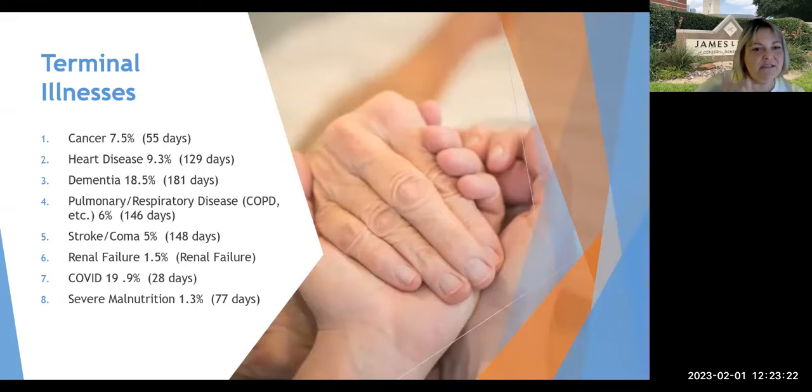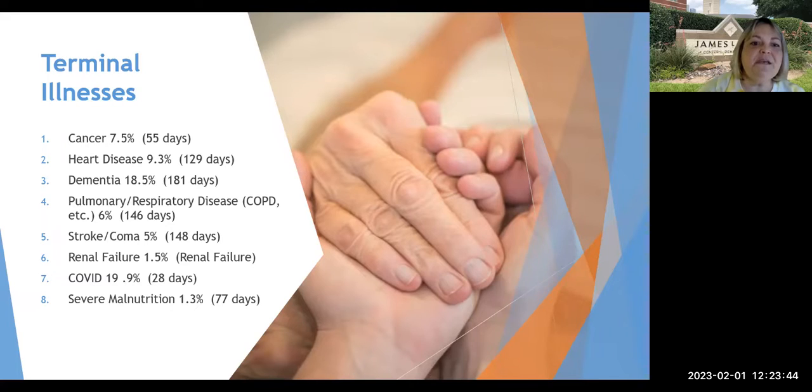So I had these in the order of how they have been, but now that order has changed. So terminal illnesses where the person is on hospice. About 8% of the time it's cancer, and their average stay on hospice is 55 days. That's how you read this. About 9% of people on hospice have a heart disease, and their average stay on hospice is 129 days.